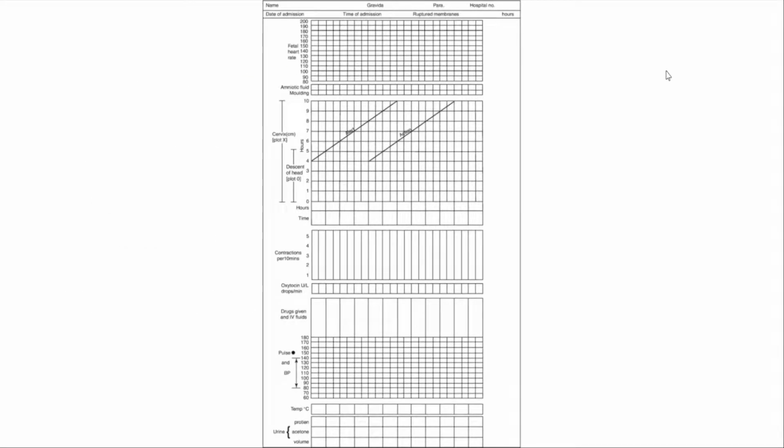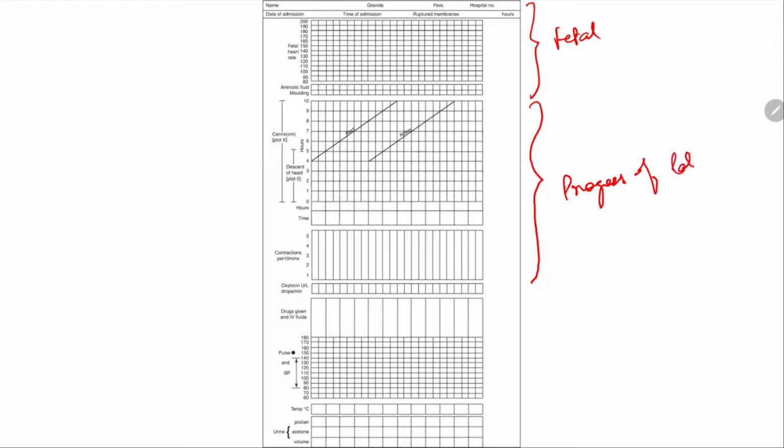So this is what the full partograph looks like. It's actually a little confusing and too big. So I'm going to break it into sections for you to understand. But like I spoke about, there are three phases. This is the fetal part. This is the progress of labor part. And this is the maternal condition part. Dividing it into these sections helps us to understand the partograph, and I'm going to try and break it into as small sections as possible to help you really understand how to go about understanding this partograph.